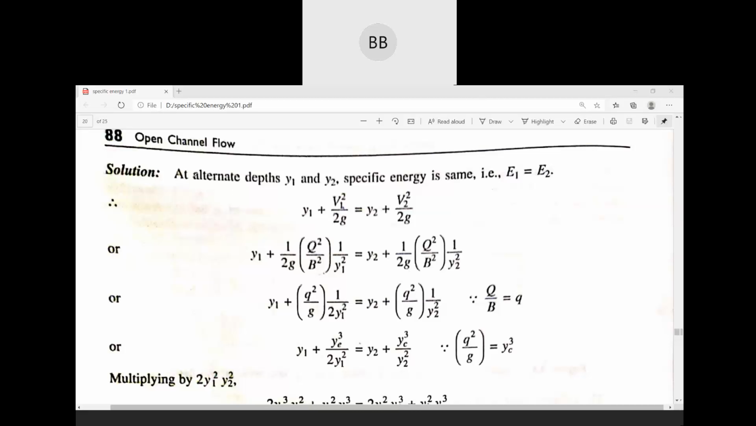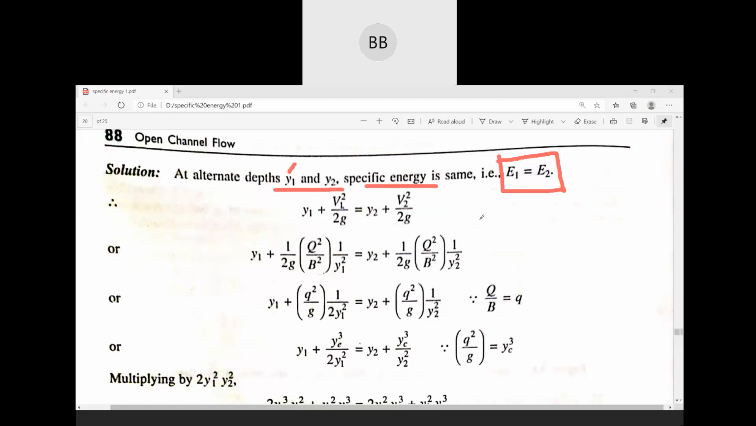So y1 and y2 are alternate depths. It's given in the question. So our specific energy for both the depths will be the same. That is why we can write E1 is equal to E2. E1 is the specific energy for depth y1 and E2 is the specific energy for depth y2. As both are alternate depths, we can say both energies will be the same.